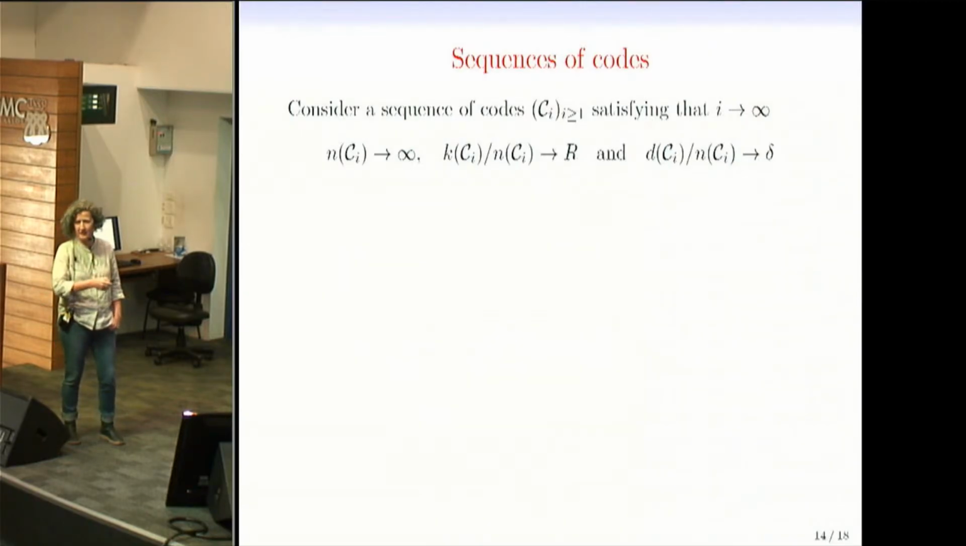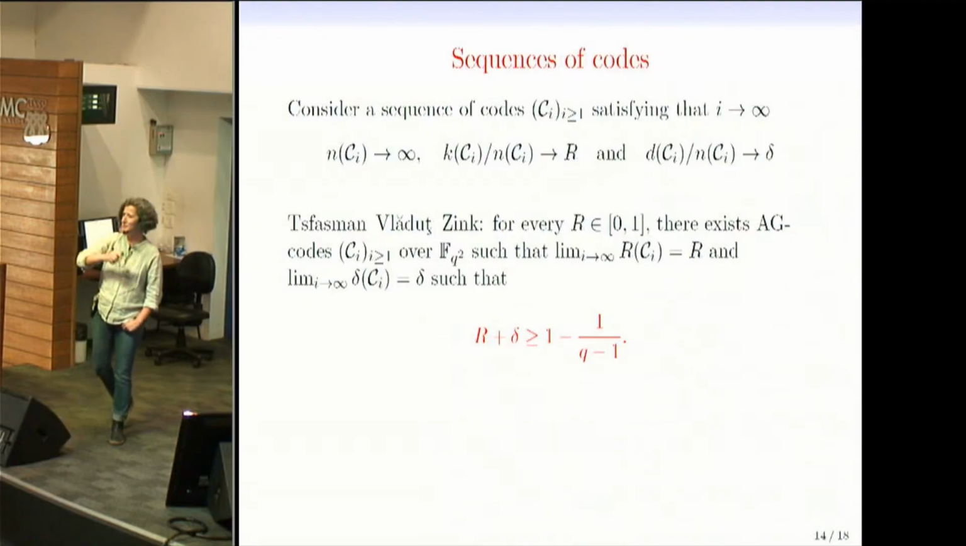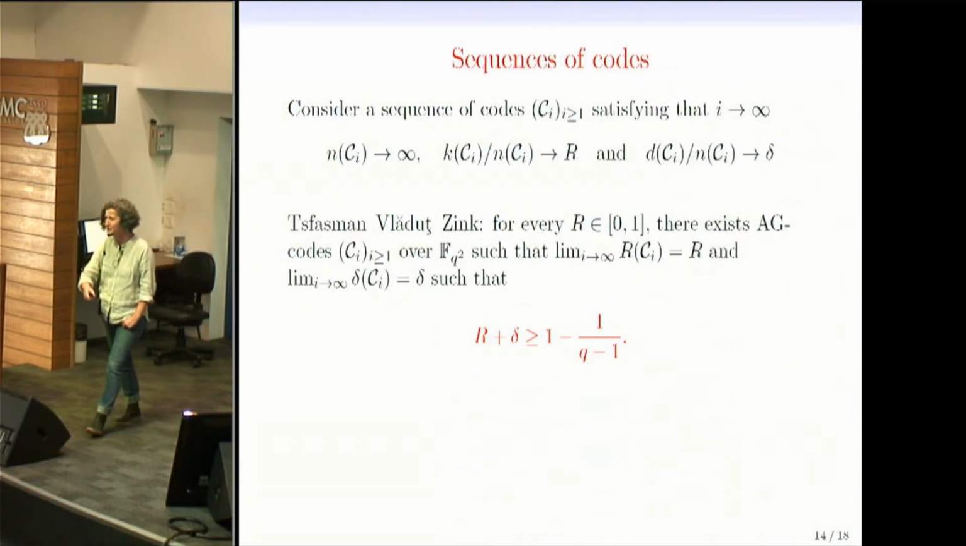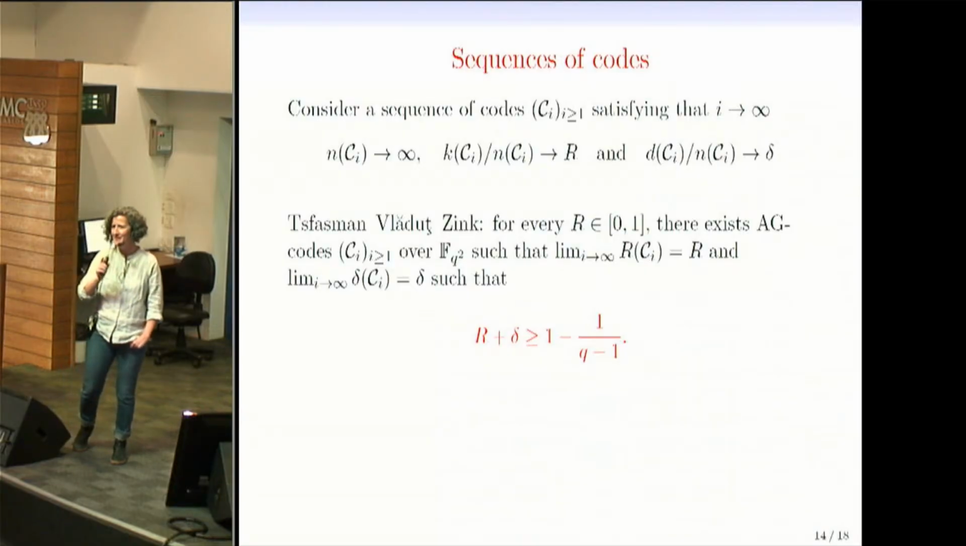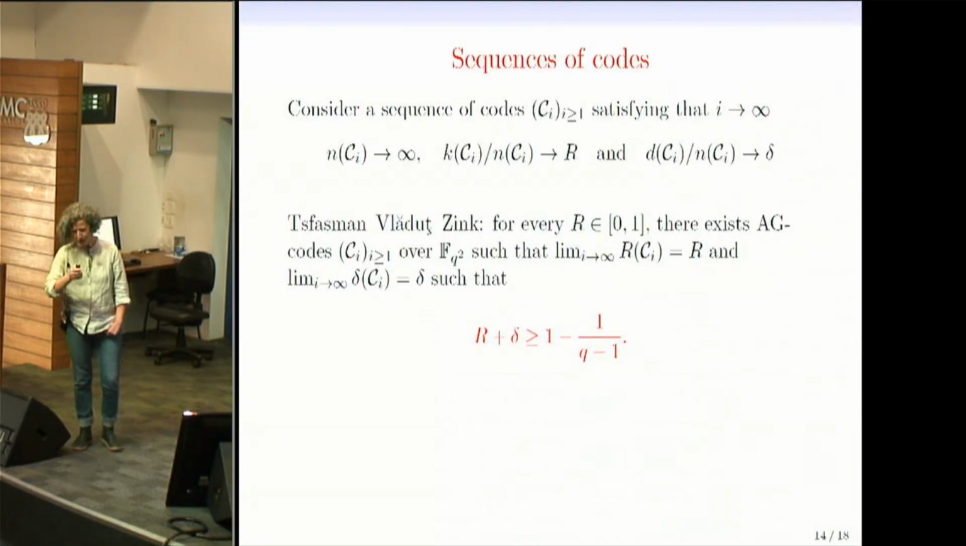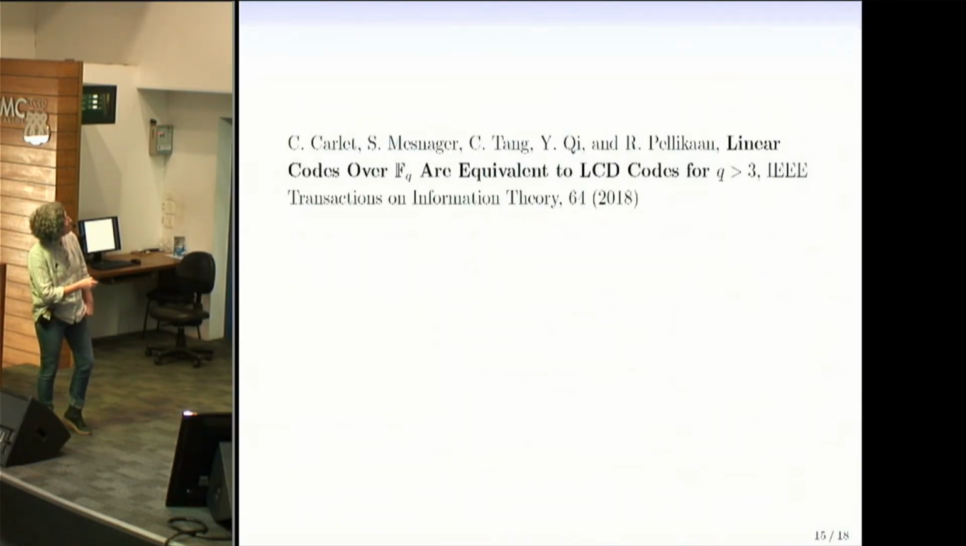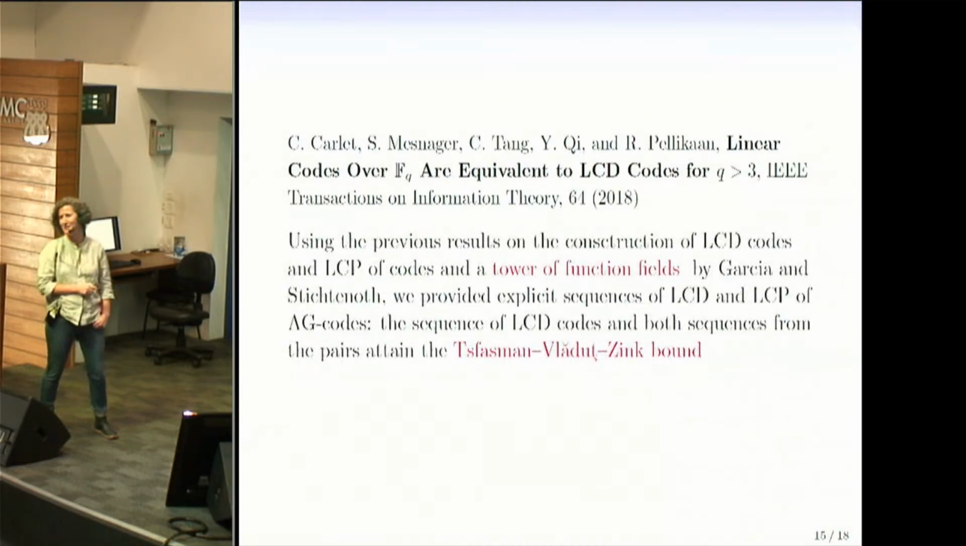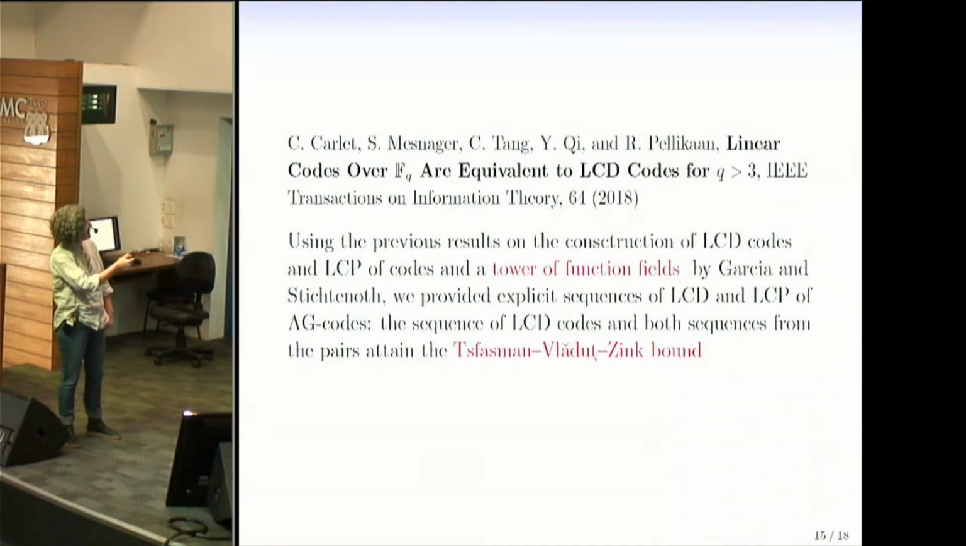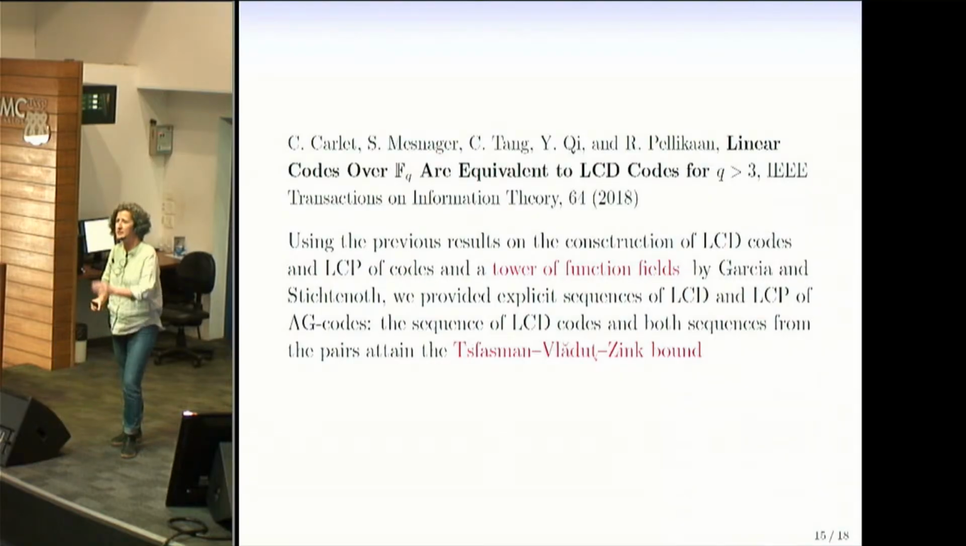This is just for people that know, you have this Plotkin-Vladut-Singleton bound on sequences of codes, and it's important to obtain sequences of codes attaining the bound. So, in a second work with Adler, using the ideas from the first paper, we could use a tower of function fields and provide an explicit sequence of LCD codes and linear complementary pairs of AG codes, such that when we look at the pairs of sequences, both attain the bound.